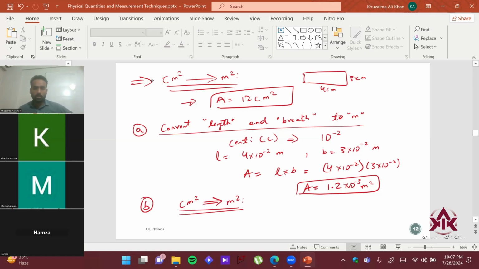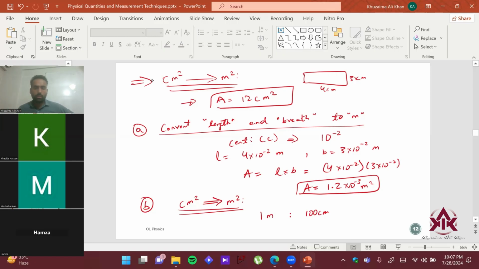How can we do it? You can do it as follows. What is 1 meter equivalent to in centimeters? It is basically 100 centimeters. If you recall this, 1 meter is 100 centimeters.